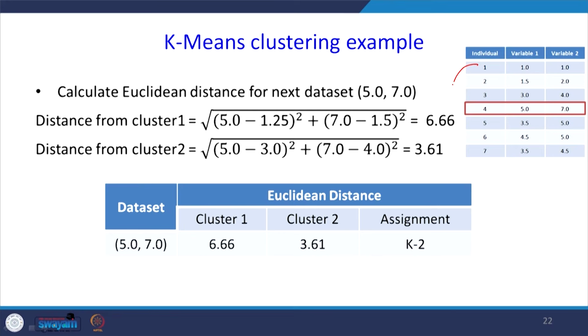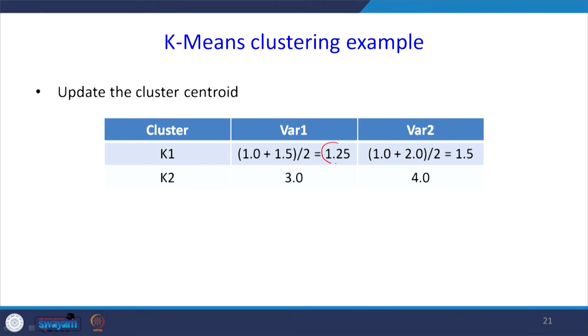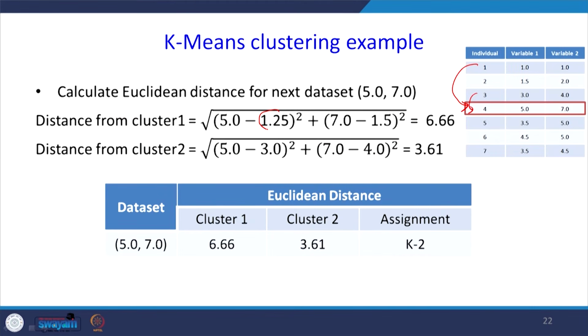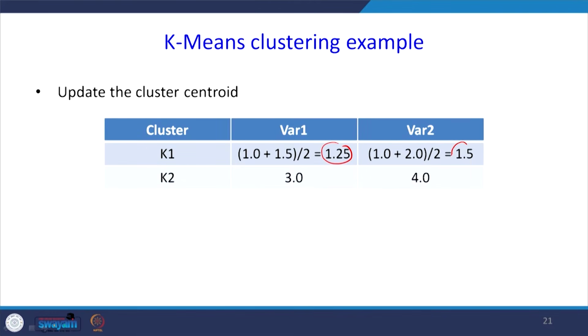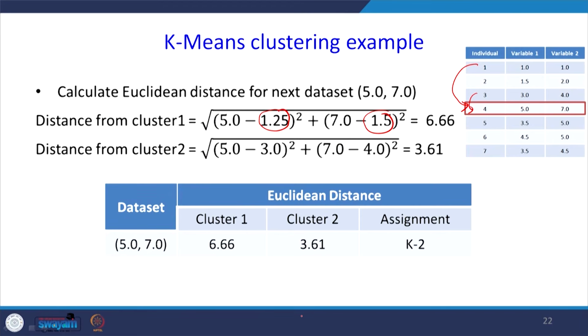From cluster 1, let us find out how much distance it is. Similarly, from cluster 2, we will find out how much distance it is. But in cluster 1 already 2 points have come, so our centroid has already been updated. So, the distance from cluster 1: see that this 1.25 you got from before, it is the centroid value for variable 1, 5 minus 1.25 whole square. Similarly, 7 minus 1.5, this was the new centroid of cluster 1. So, that square root is 6.66.